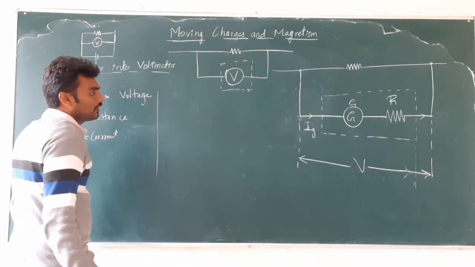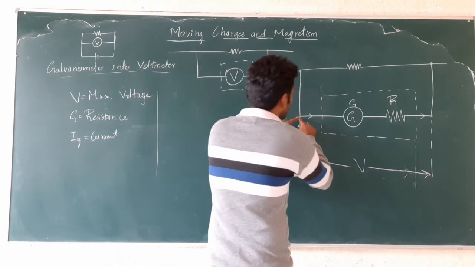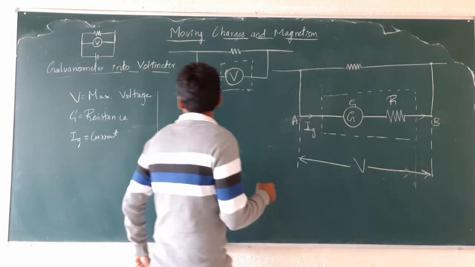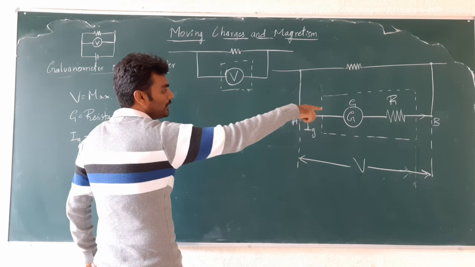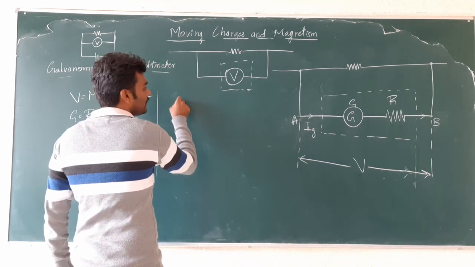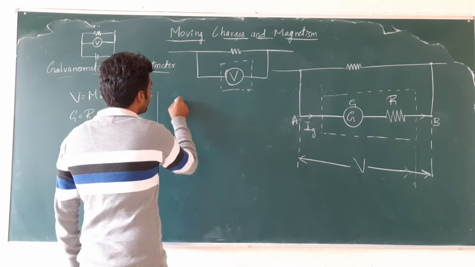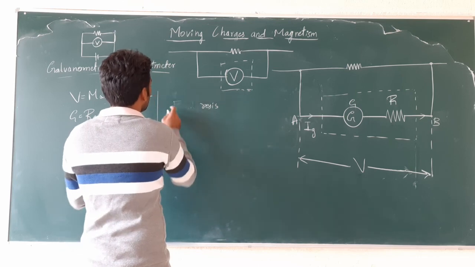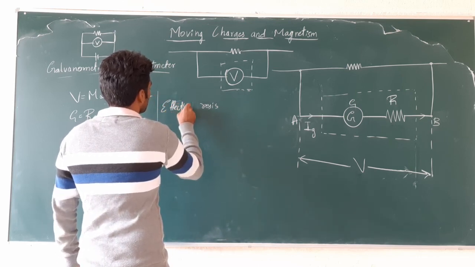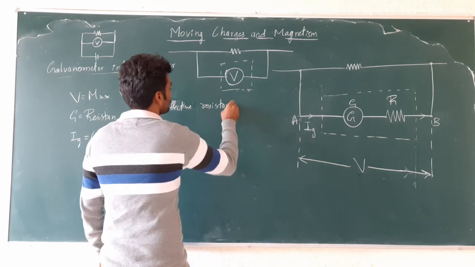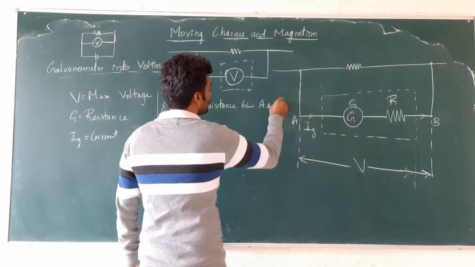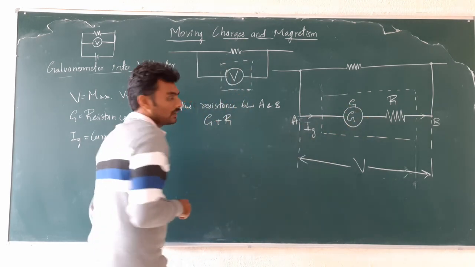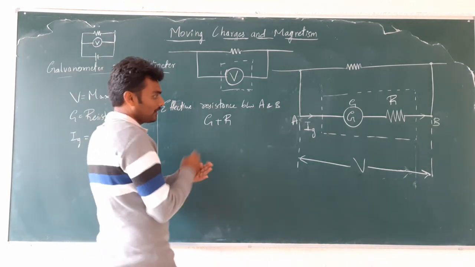Simple, Ohm's law. What does Ohm's law say? V is equal to IR. I'll take Ohm's law from this point to this point. Let me name this point as A and this point as B. What is the effective resistance between the points A and B? From here to there, we have two resistors in series, right? It is G plus R, right? G plus R is the effective resistance.